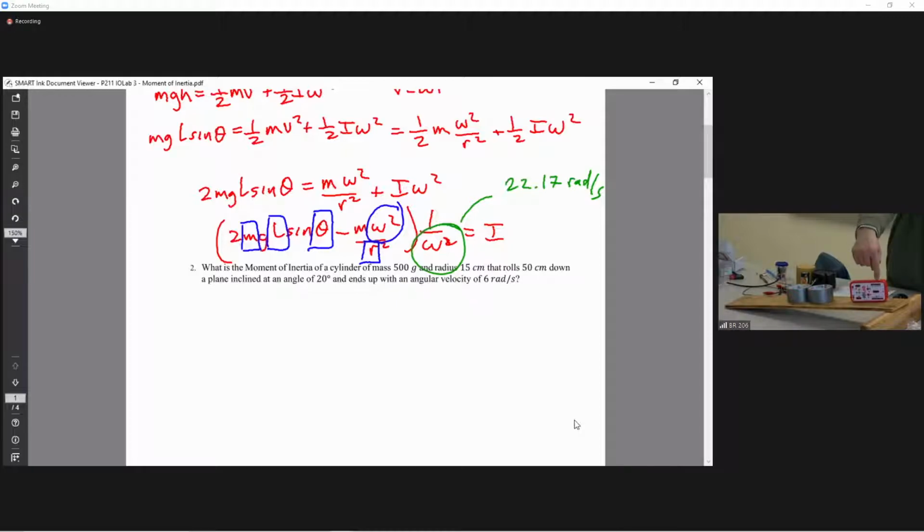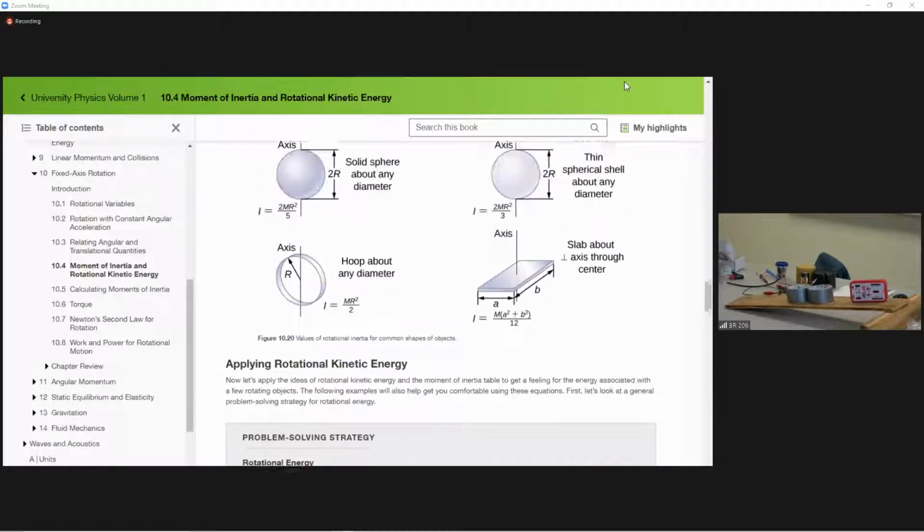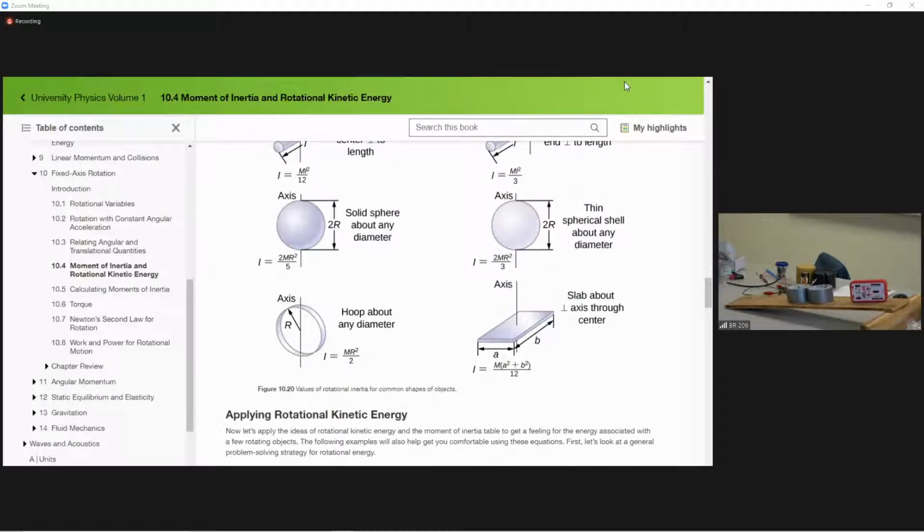Hint, hint, hint. Look at the iOLab and look at the theoretical. There's the theoretical expression for the moment of inertia of our iOLab. Anyone see any sources of error?